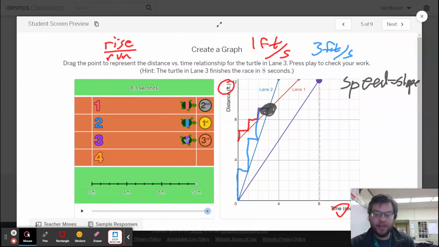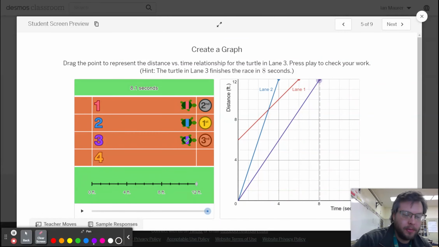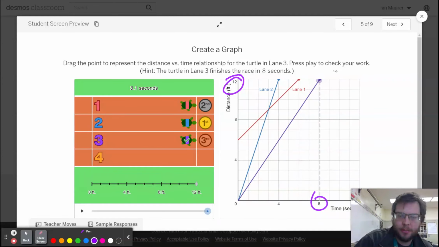So now we should be able to identify what the purple turtle's speed is by noticing that the purple turtle did how far? 12 feet in 8 seconds. So the purple turtle's slope is 12 over 8, 12 feet per 8 seconds.